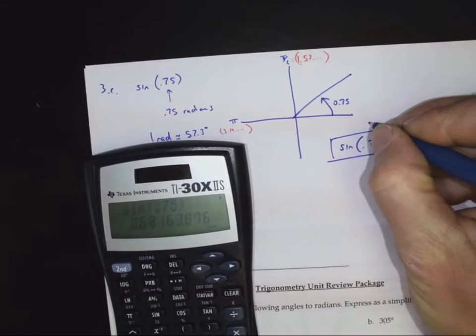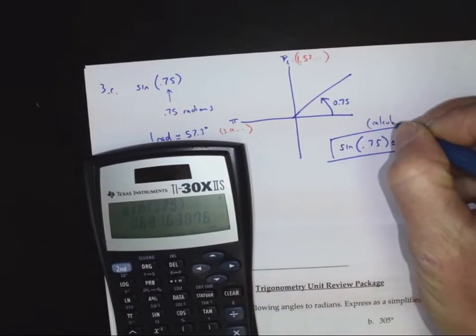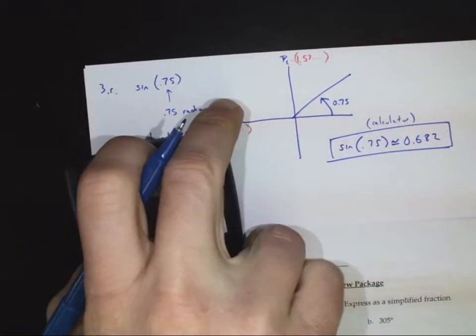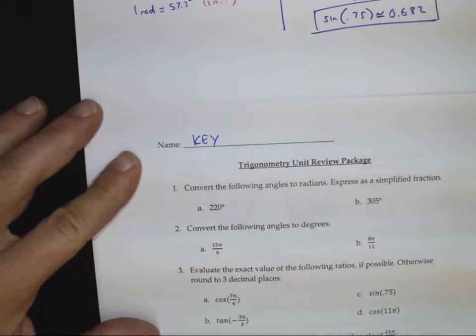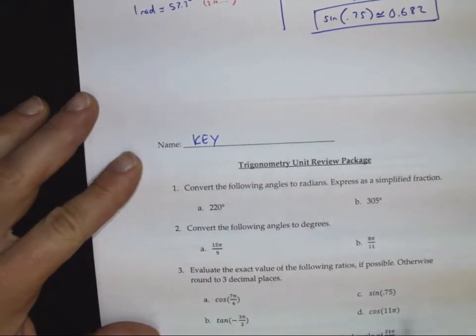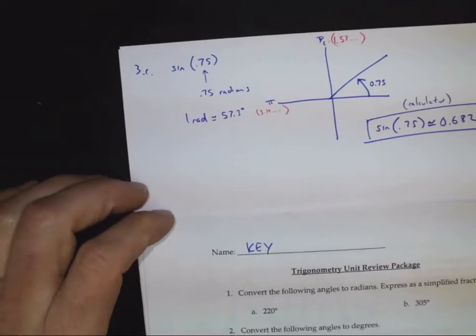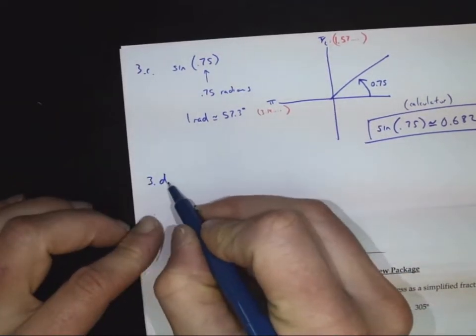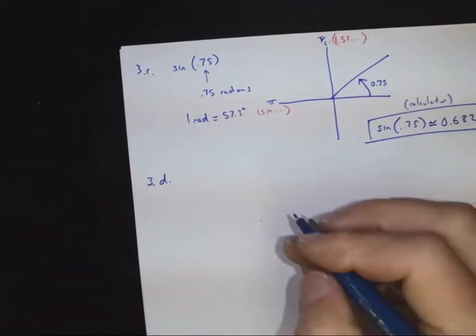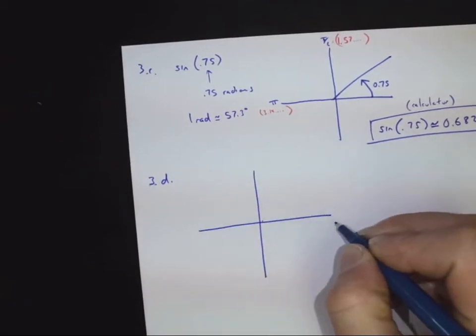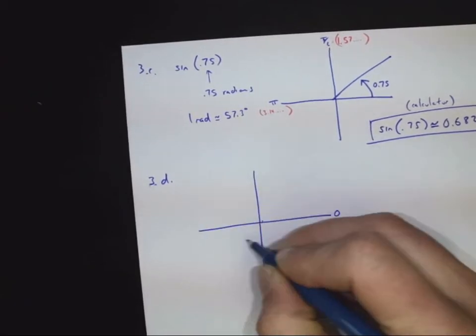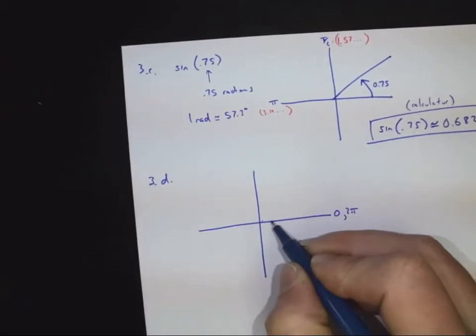And that's with a calculator. All right, so last question in this section, which is D, cosine of 11 pi. Okay, so for 3D, first thing we want to do is graph that thing. Where is 11 pi? So I know that 2 pi is all the way around. So we'll go all the way around.